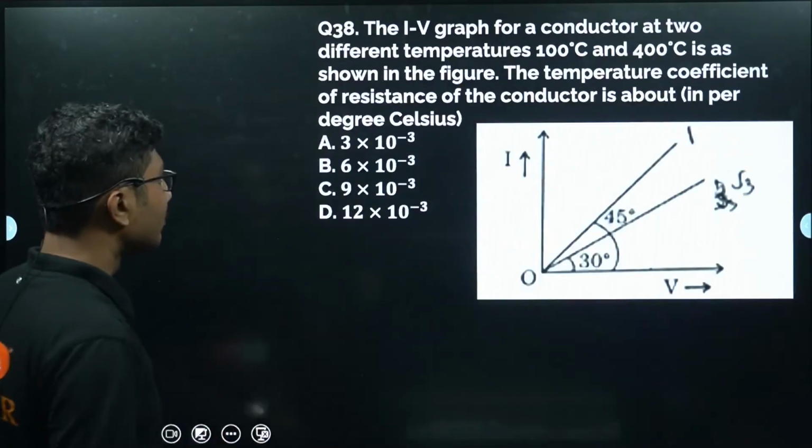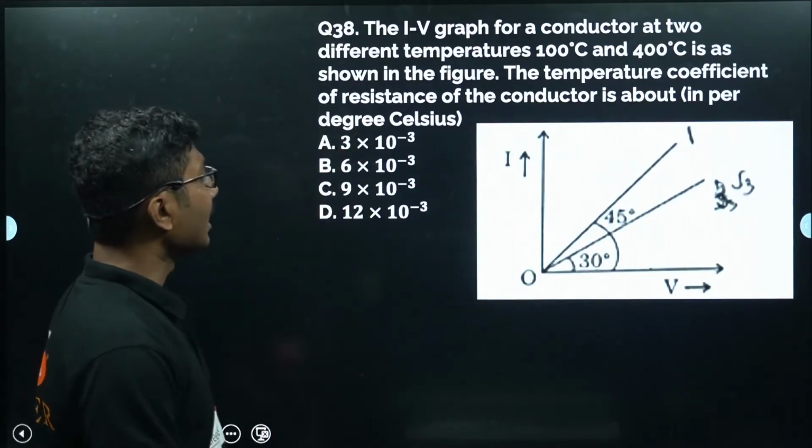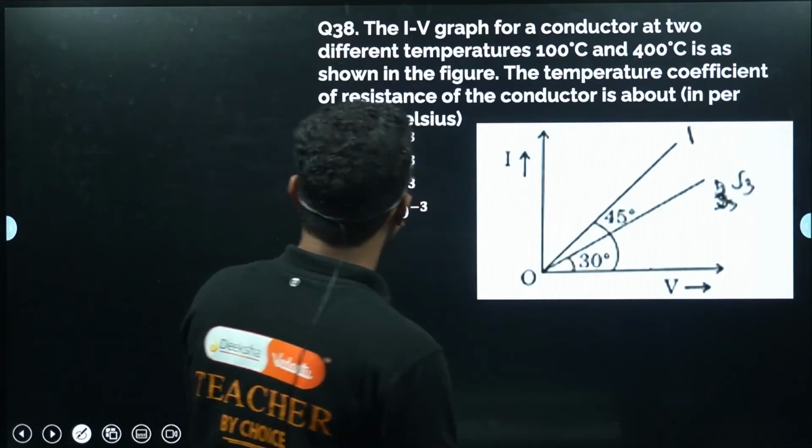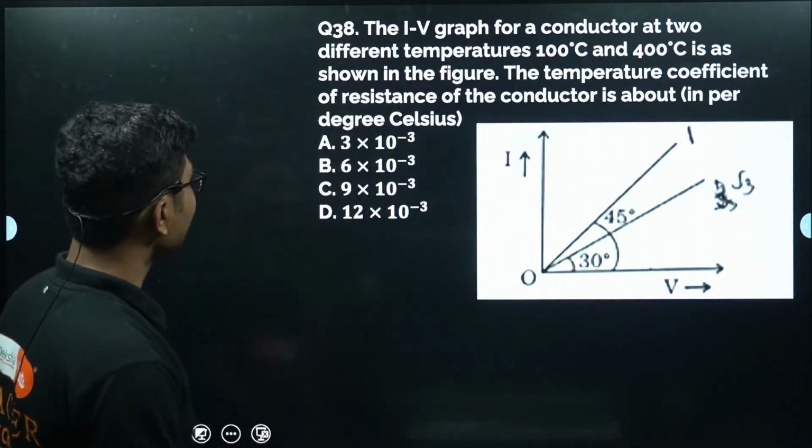Okay. Now let's move on to the next problem. The IV graph of a conductor at two different temperatures, 100 degrees Celsius and 400 degrees Celsius, is shown in the figure.